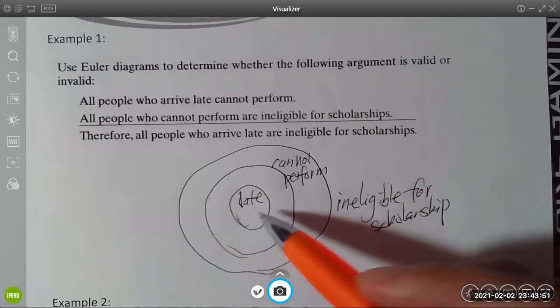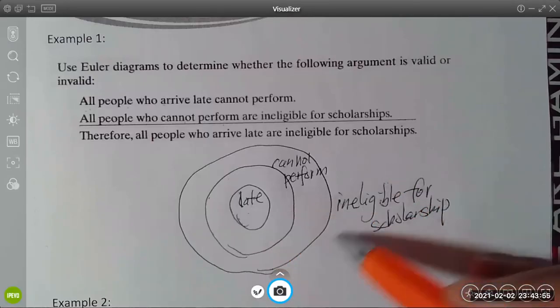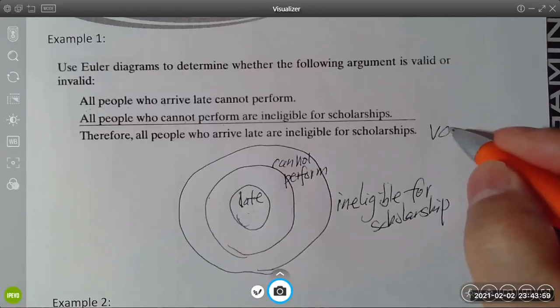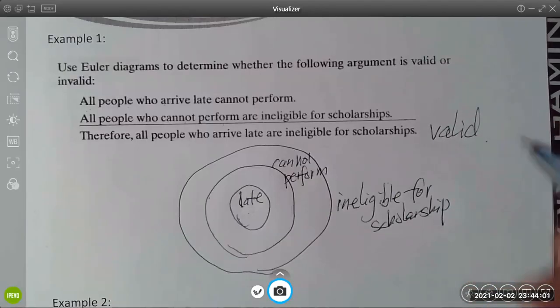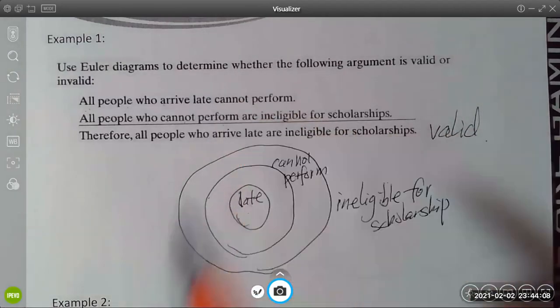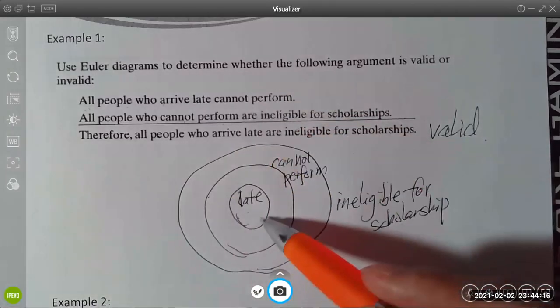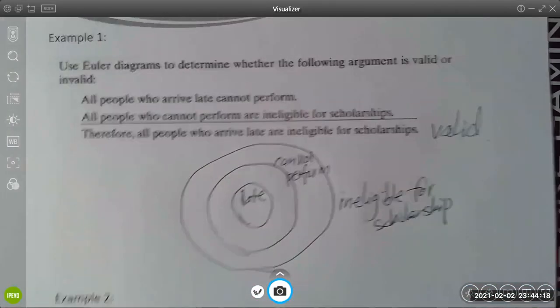That means all people who arrive late are ineligible for scholarship. This is exactly the same conclusion. That means this original one is a valid argument. There's no other possible conclusion based on the same two premises. When we have premises, we assume they are true. Based on these premises, we draw the same conclusion. That means it is a valid conclusion.